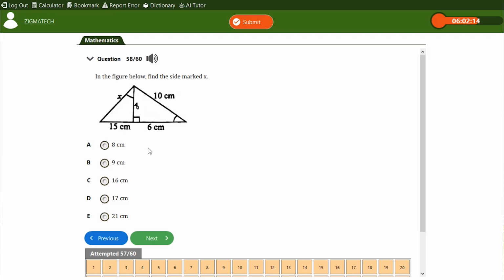Okay, so 58. 58 says, in the figure below, find the side marked X, all right? So they say in this figure below, find the side marked X, that is this side, right? I think this is 8 cm, is this 8 cm? This should be 8 cm, what is given there?